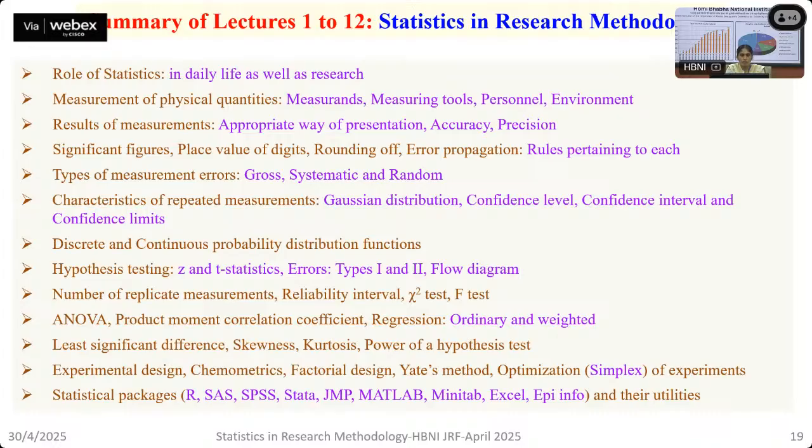Then chemometrics were introduced, factorial design of experiments, analysis of already available data. The steps involved in the calculation were described via the AIDS method and graphical representation. And the easiest way to arrive at the optimum output via the sequential simplex method of optimization of experiments. And finally, we were just introduced to various statistical packages available, the way to approach all these packages and their utilities as far as statistical analysis of data are concerned. These are the topics we discussed during these 12 lectures.